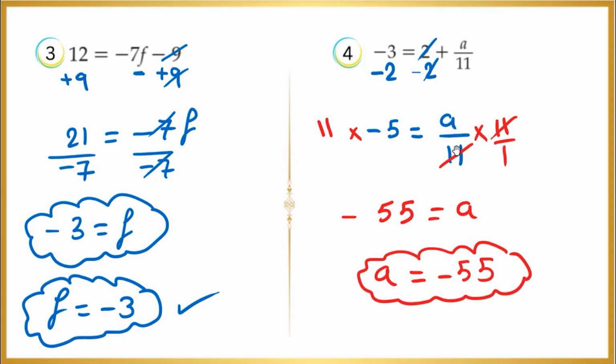Like we said, if you want to check your answer, you can use substitution. You replace this a by negative 55 and check whether you get the other side. For example, let's check together. Negative 55 divided by 11 is negative 5. Negative 5 plus 2 is negative 3. Then this answer is correct. Next question.